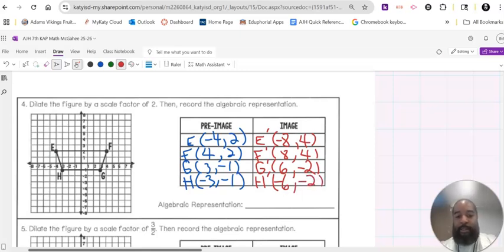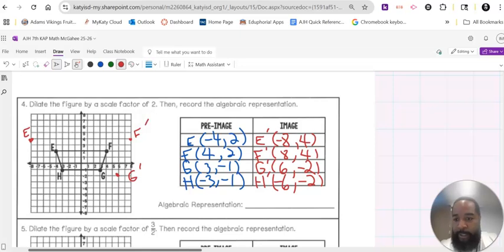Okay, so if I plot those, let's go ahead and get to my E. I have negative 8 comma 4, which would be here. My F would be 8 comma 4, which would be here. G would be 6 comma negative 2, which would be about here.